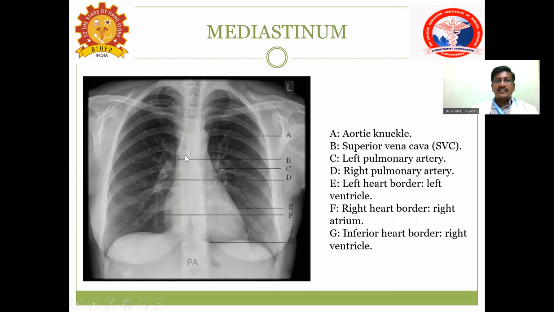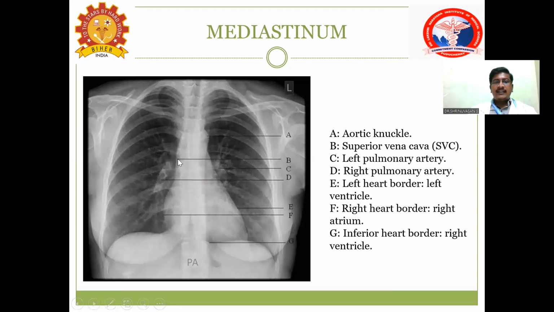So what are the mediastinal structures? See, this is a heart. So if you see generally, this is a heart. This is where the arch of aorta starts. This is the arch of aorta and it takes a bend here, that we call the aortic knuckle.